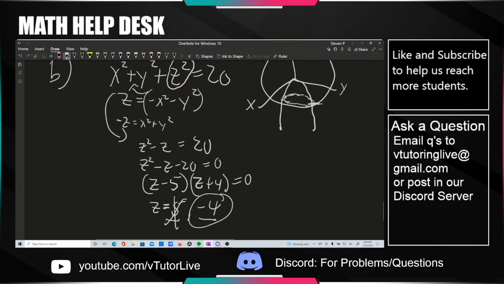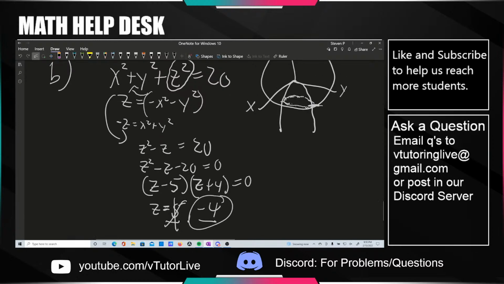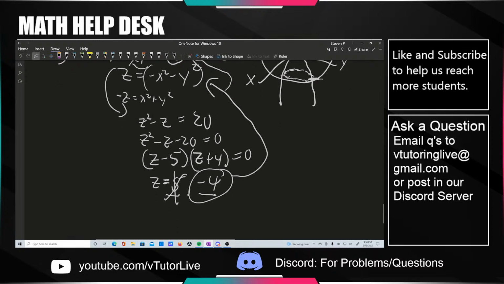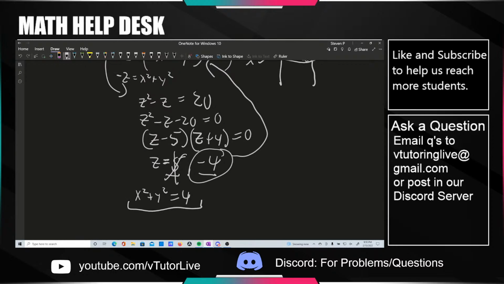So from that point on, you can plug it into either of the two equations. Plug z is equal to minus 4 into either here or there, and either way you should get the same thing. You get that x squared plus y squared is equal to 4. And this is just screaming to use a polar parametrization, because it's a circle. So x is equal to 2 cosine t, y is equal to 2 sine t.